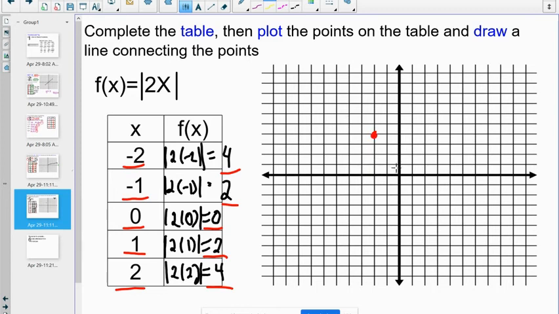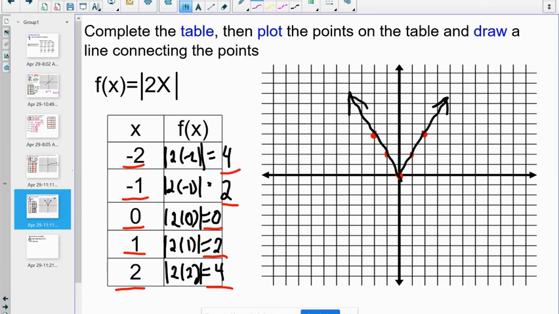Now we have negative 1, positive 2, so we're going left 1, up 2. Then 0, 0, otherwise known as the origin. And then we have 1 to the right, because if you're going right, that's positive, up 2. And then 2, 4. Now we're going to draw a line connecting our points. This kind of looks like a V.